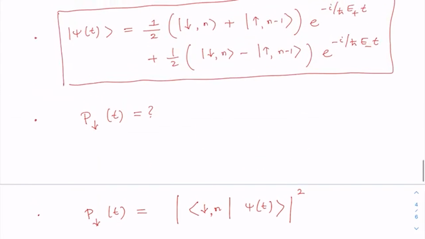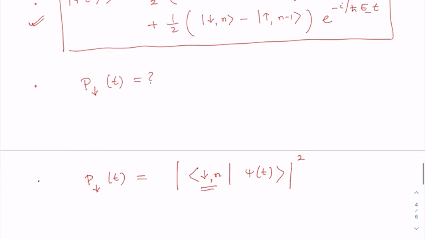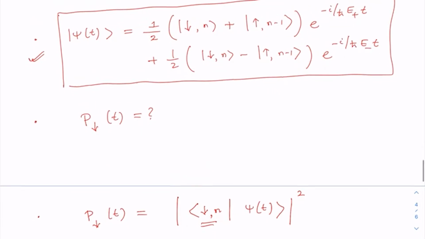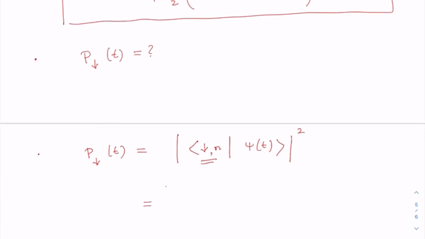Now psi of t we have worked out, so you just take the scalar product of psi of t with this state. From this expression I think you can easily work it out. So let us do it. If you do that, you will immediately see that inside this bracket you are going to get 2 in the denominator, and in the numerator you will have e to the power minus i by ħ E plus t plus e to the power minus i by ħ E minus t, mod square.